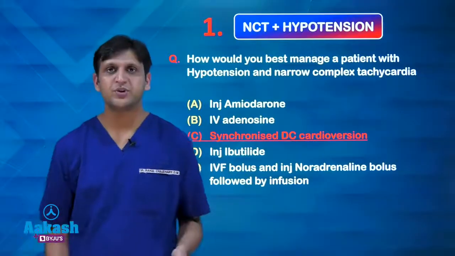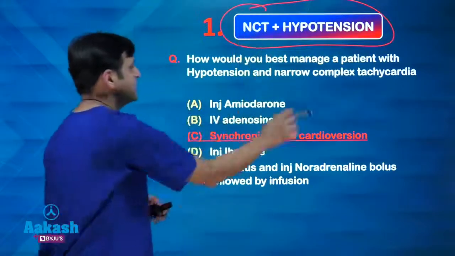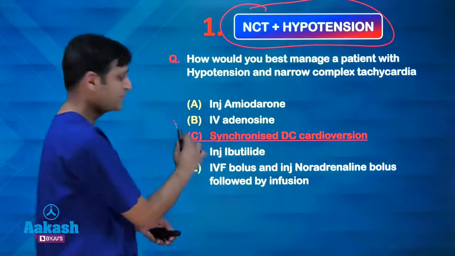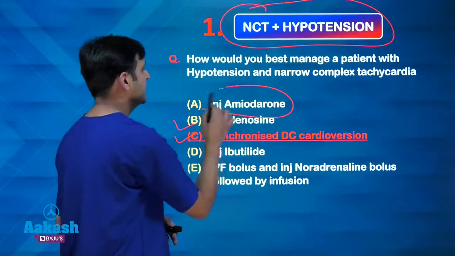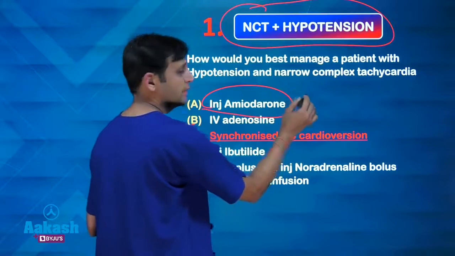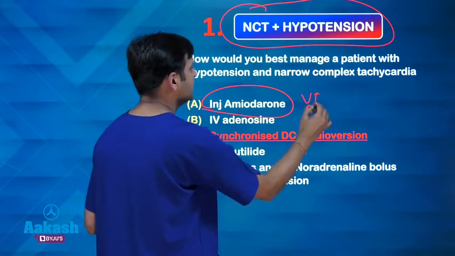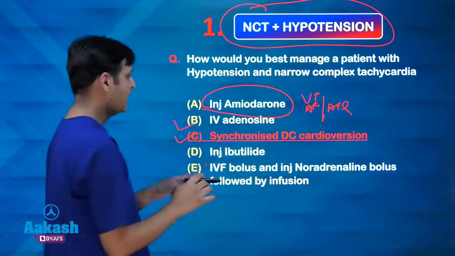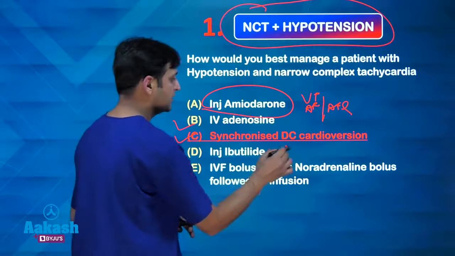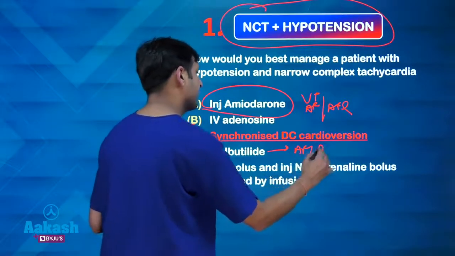So coming back to our question, how would you manage a narrow complex tachycardia with hypotension in this patient? Of course, the answer would be synchronized DC cardioversion. Amiodarone is the drug of choice for what can you control? Yes, you can control ventricular tachycardias, you can control atrial fibrillation, you can control atrial flutter. Okay, that is it. Ibutilide, again, is the drug of choice, more preferred than amiodarone for flutter and fibrillation, right?